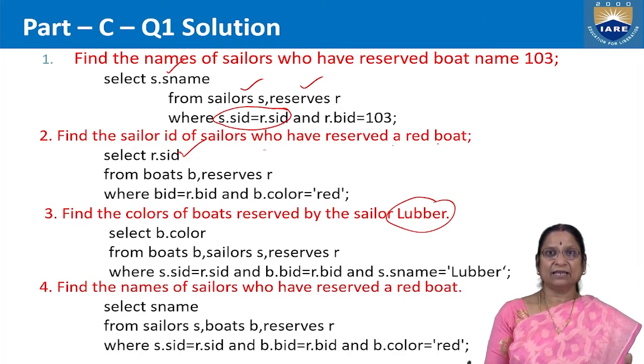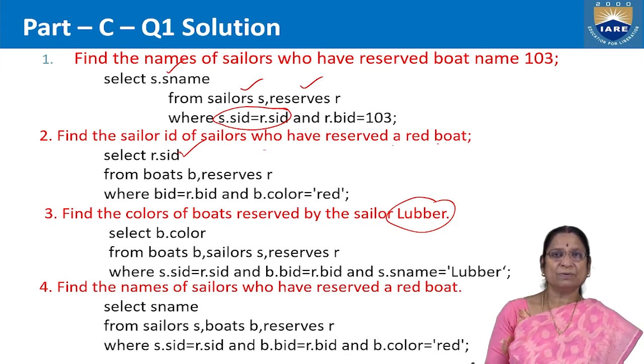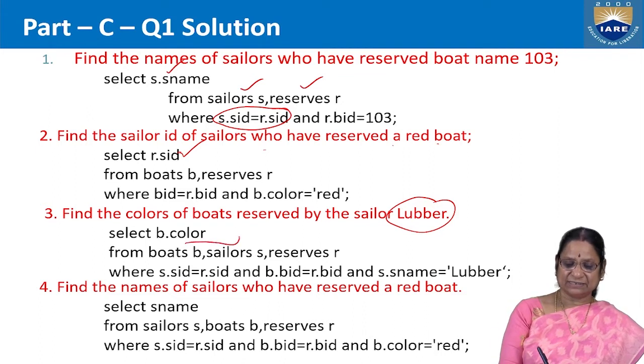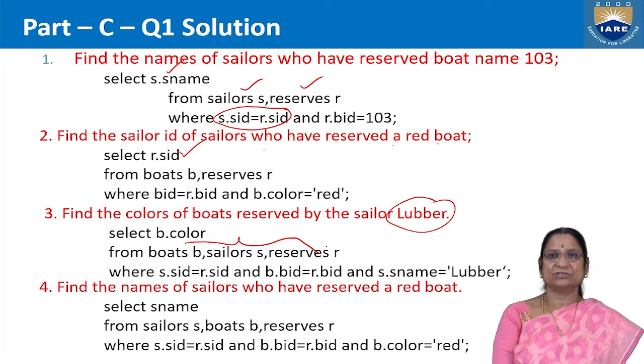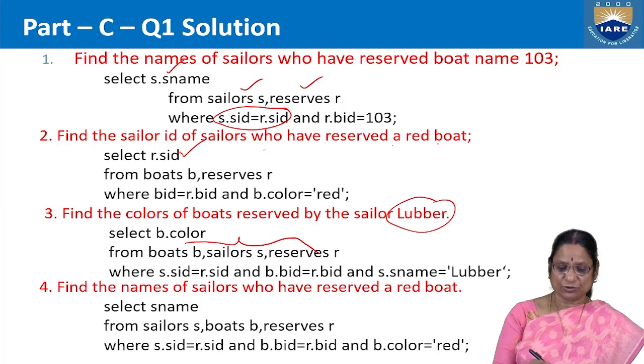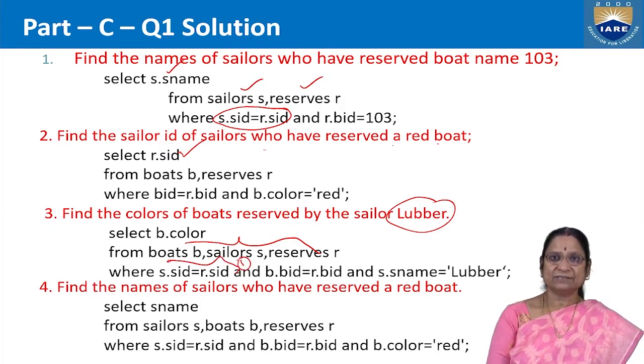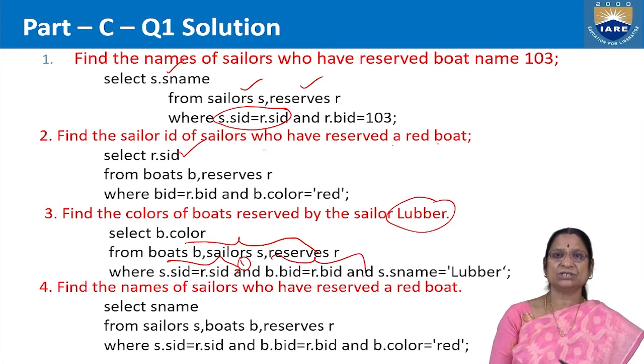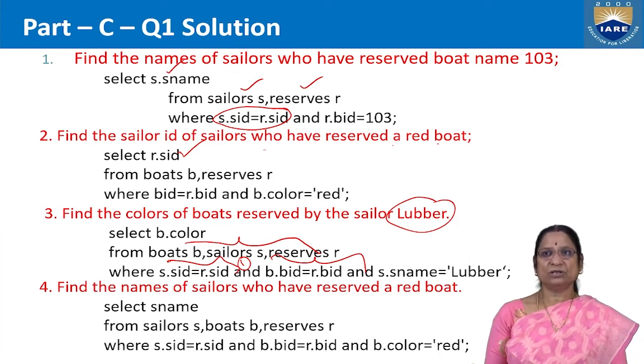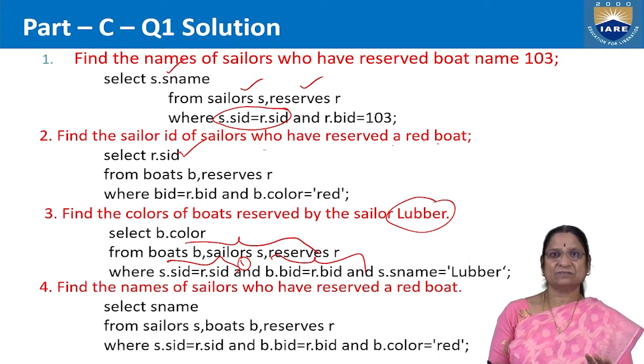Select B.color as color out. We have to get the colors of the boats reserved by Mr. Lover. So that's why we will have three relations in this example, based upon the discussion earlier. And three relations means two join conditions are there. This is one join condition to join the sailor relation and reserve relation. This is another join condition to join the reserve relation and boat relation.